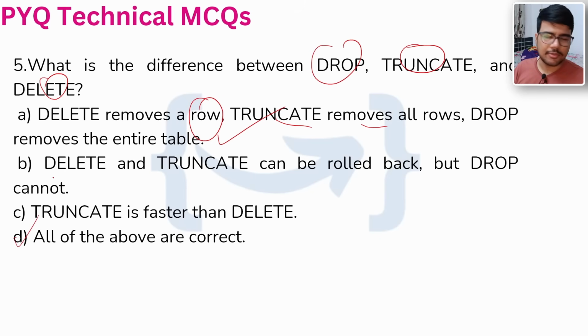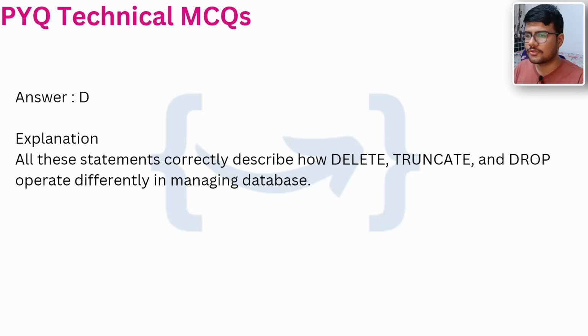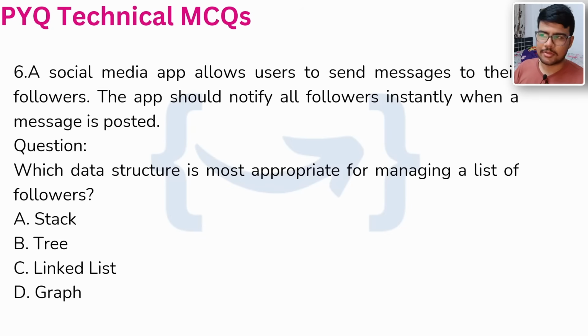You don't need to read the C because this is not a multi-select. This is only a single select. If two options are right, without looking over anything, just mark the correct option which makes sense, which is delete, truncate, and drop operate differently in managing databases.